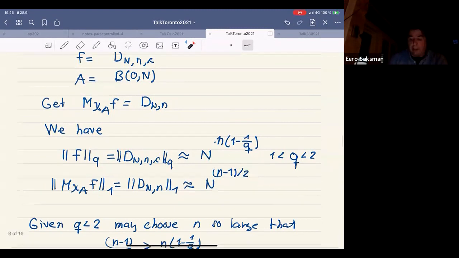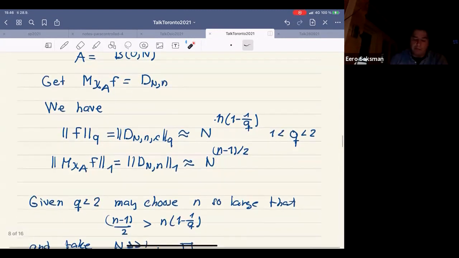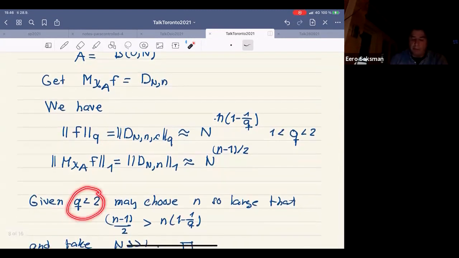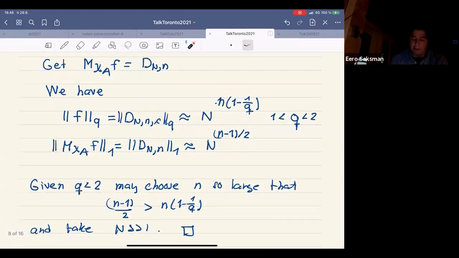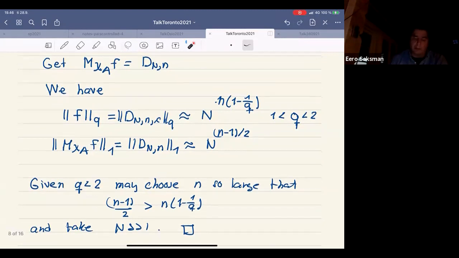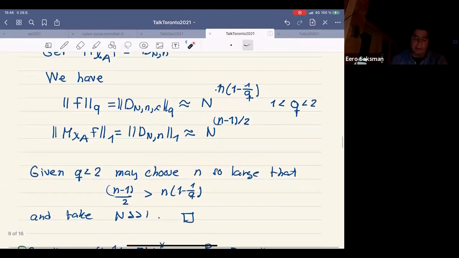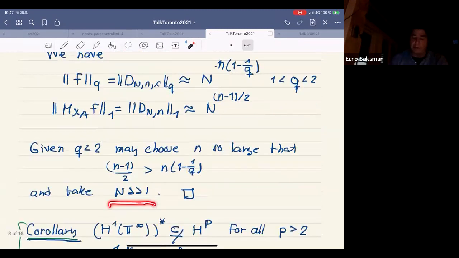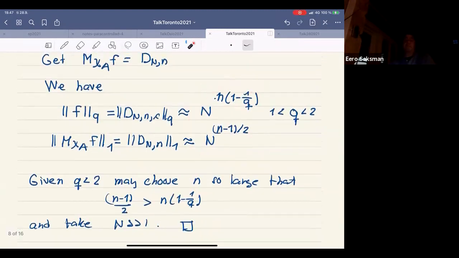And if Q is small, you have to choose n very large to get the contradiction here, but you can do it always. You just need to choose this guy to be larger than this, and that you can do if Q is less than 2. And you let capital N go to infinity. So you get a discrepancy between these estimates. And that's basically the proof.